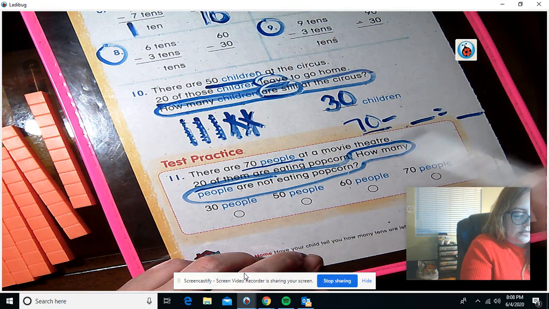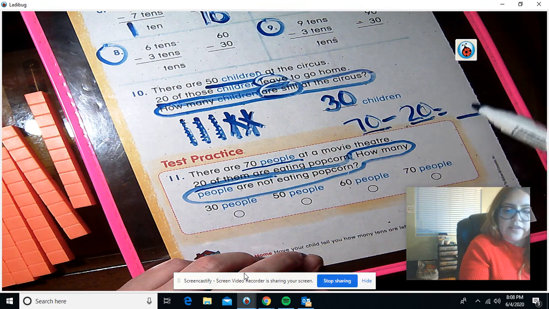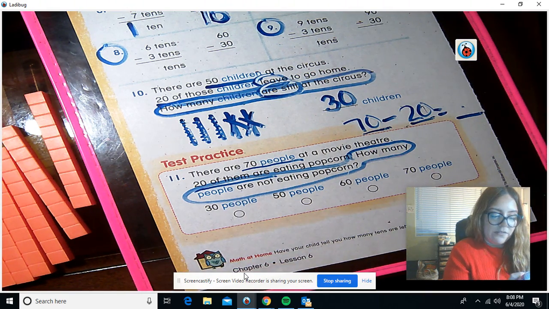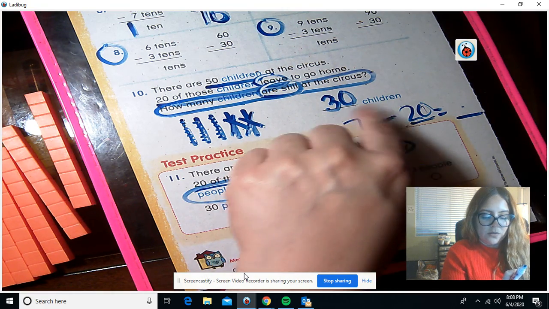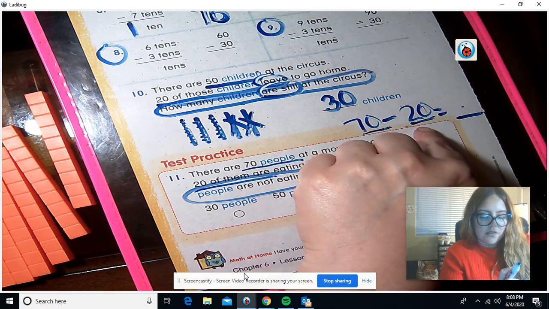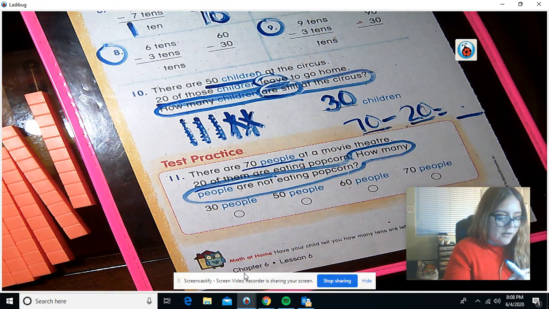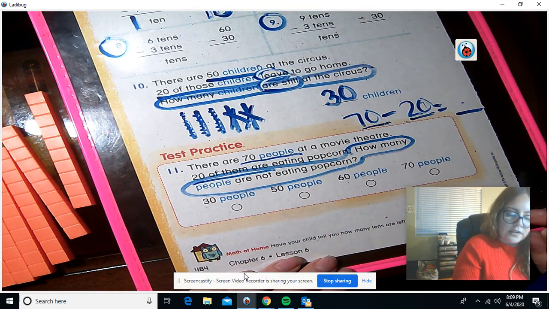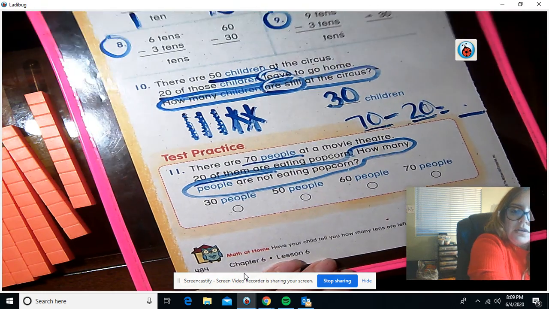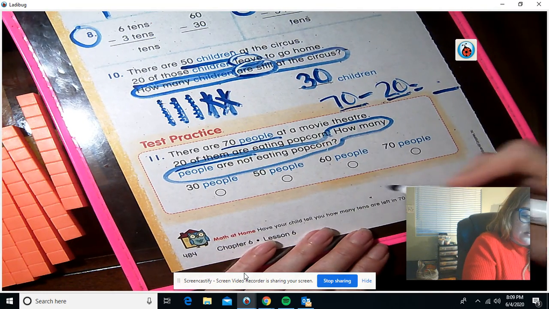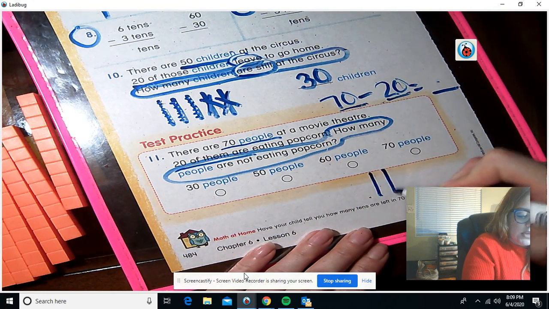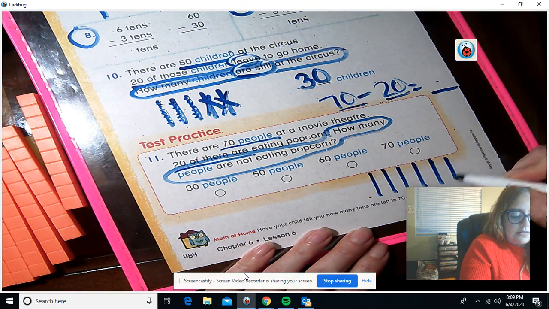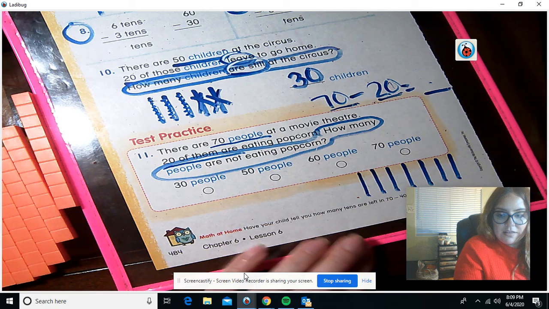One of my parts is 20. We want to find that missing part. We want to find out how many people are not, right? If altogether there's 70, that's my whole number, minus my part equals my part. So let's figure this out. 70 minus 20. First, we're going to set it up with our picture. 10, 20, 30, 40, 50, 60, 70 people are at the theater.